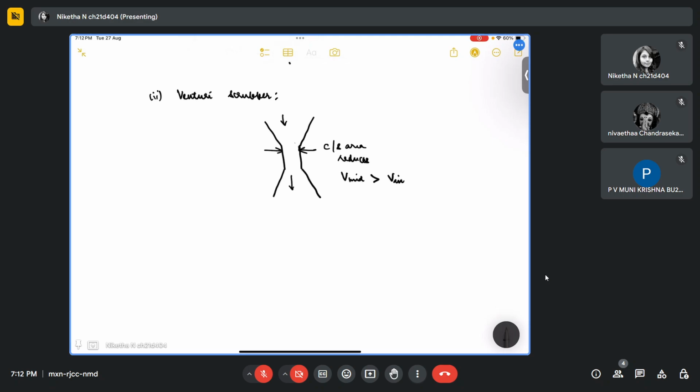So here in a Venturi scrubber, the gas will be coming in from the top, and the liquid will be coming from here. And here the gases and the liquid will be made to interact with each other, and then again it will be taken to a cyclone separator.